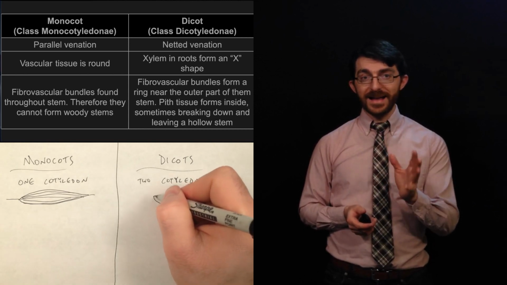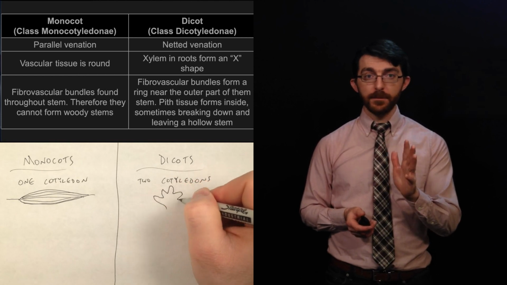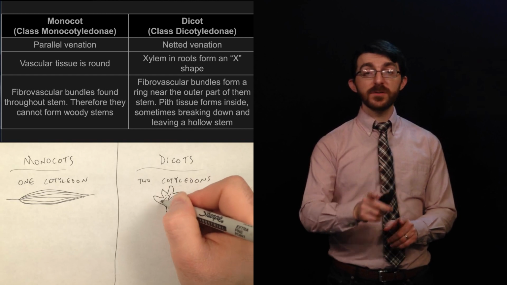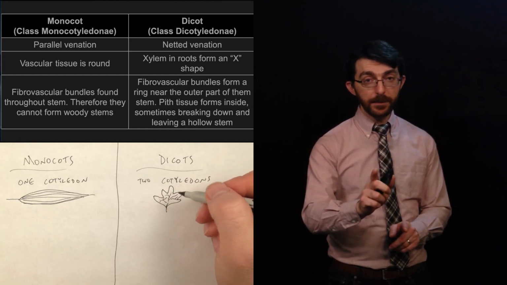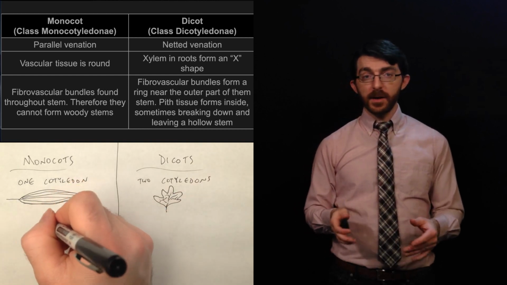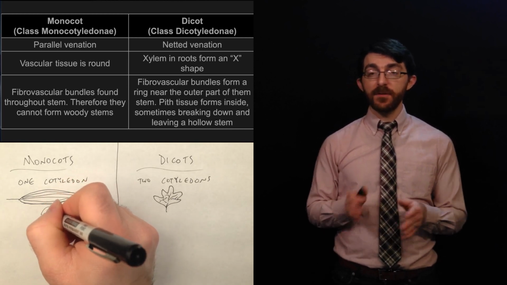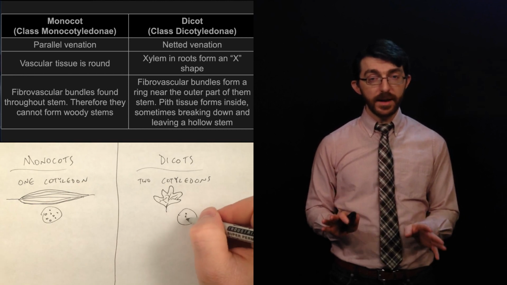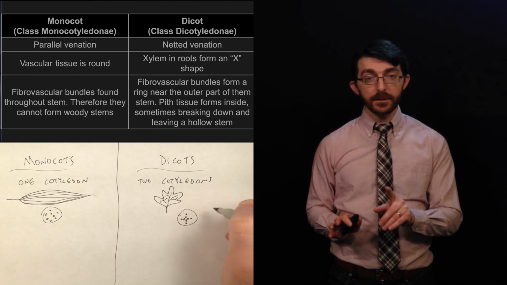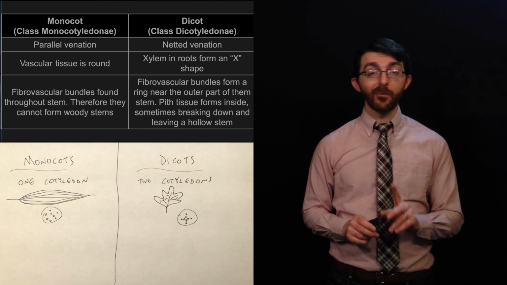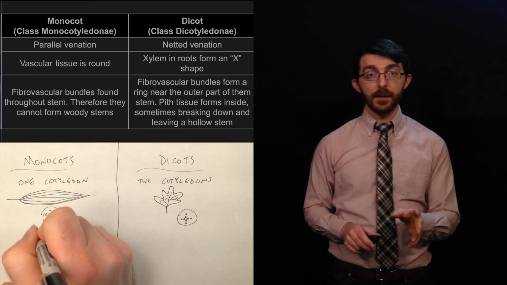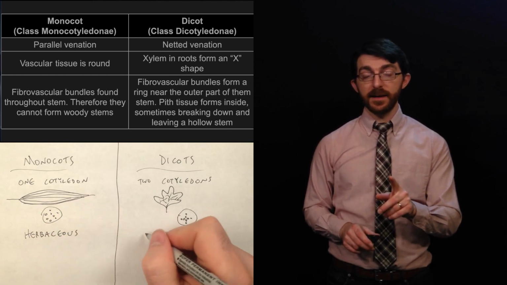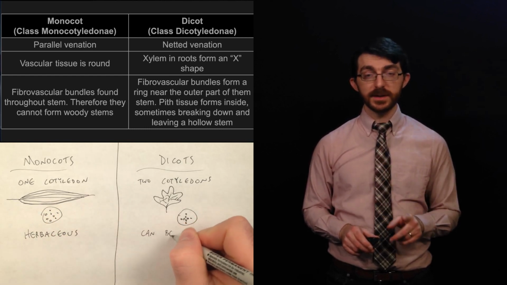So the vascular tissue of a monocot is round, but in a dicot, the xylem in the roots form an X shape. In a monocot, fibrovascular bundles are found throughout the stem, so they can never be woody stems. But for dicots, the fibrovascular bundles form a ring near the outer part of the stem, so pith tissue forms inside, sometimes breaking down and leaving a hollow stem.